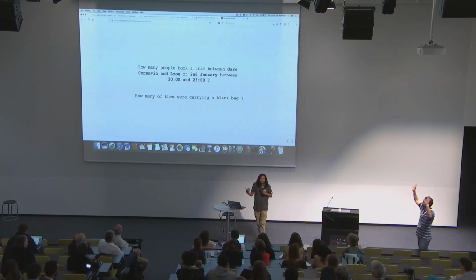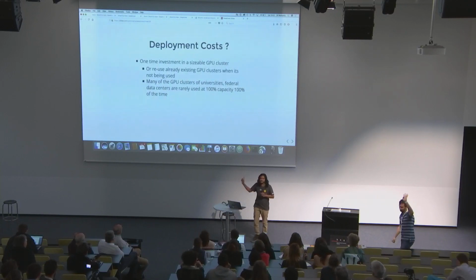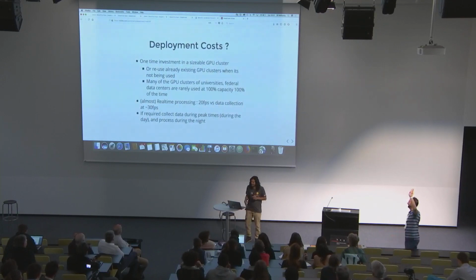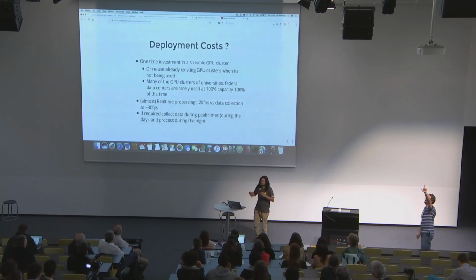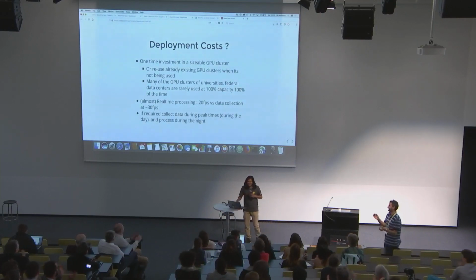Using something like this, we can have searchable videos, more informed analytics, and we can finally answer this question. These are the deployment costs. Just quickly, from a more formal point of view, if I want to deploy something like this, oh, it doesn't work? Okay. If I want to deploy something like this, so thanks.